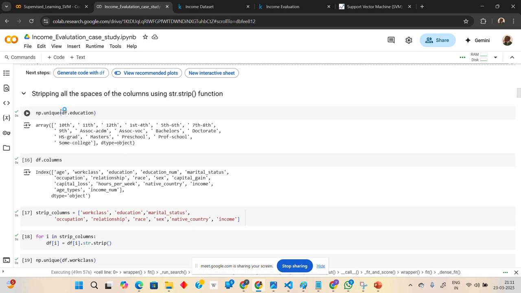Then for the remaining things, we just need to check how many unique values there are in education: 10th, 11th, 12th, first to fourth, fifth to sixth.